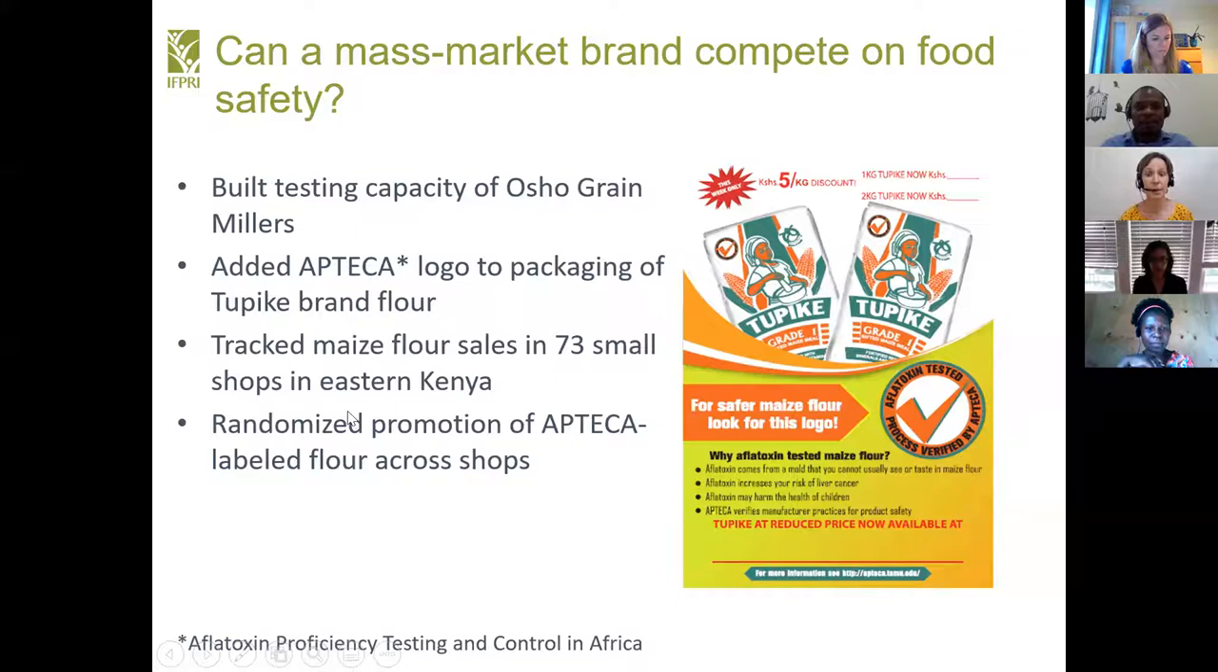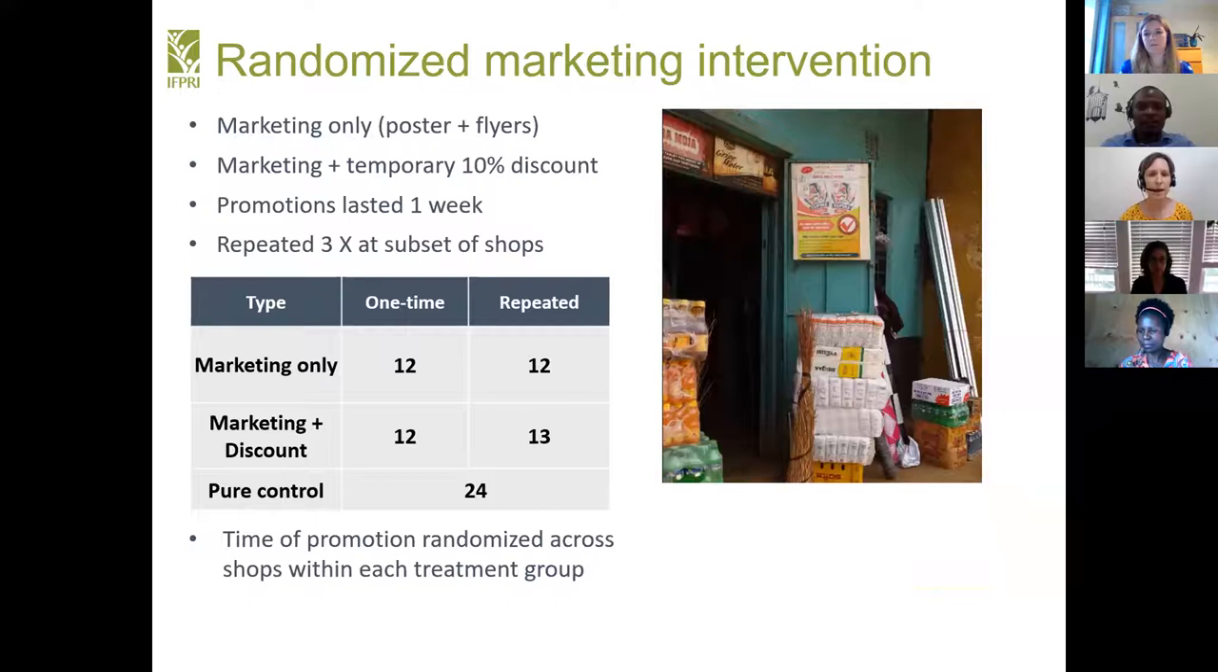We then tracked maize flour sales in 73 small shops in eastern Kenya, where we randomized the promotion of the flour based on this testing. Our study design was such that some shops only got marketing: someone would stand outside the shop and distribute flyers, and we also put up a poster advertising the branding of the flour as food safe.